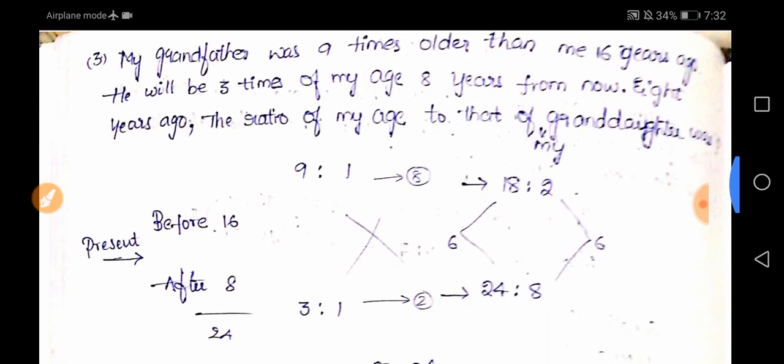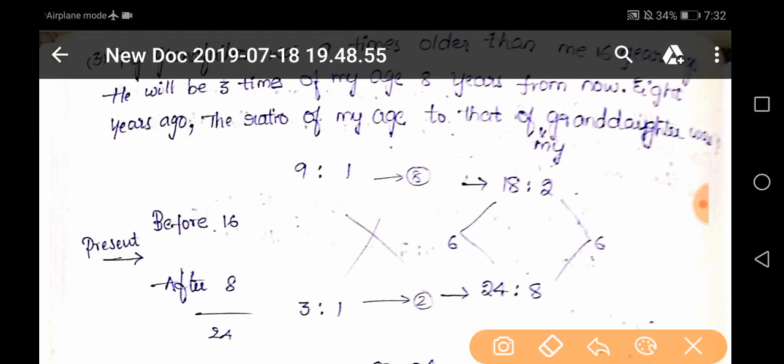So what have they given? 9:1, 9 times older than. So 9 times older than means we'll just take x and 9x, right? Here itself in the ratios we'll take 9:1. This is before 16 years, that is what it is asking.